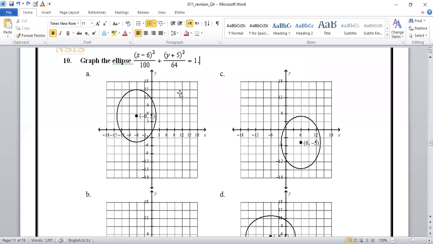Number 10, graph the ellipse (x minus 6) all square over 100 plus (y plus 5) all square over 64 equal 1. This is the equation of an ellipse, with the major axis on the x-axis, minor axis on the y-axis, and its center at 6 and negative 5. From the equation, the center is 6 and negative 5. A equal 10 and B equal 8. A square equal 100, B square equal 64.